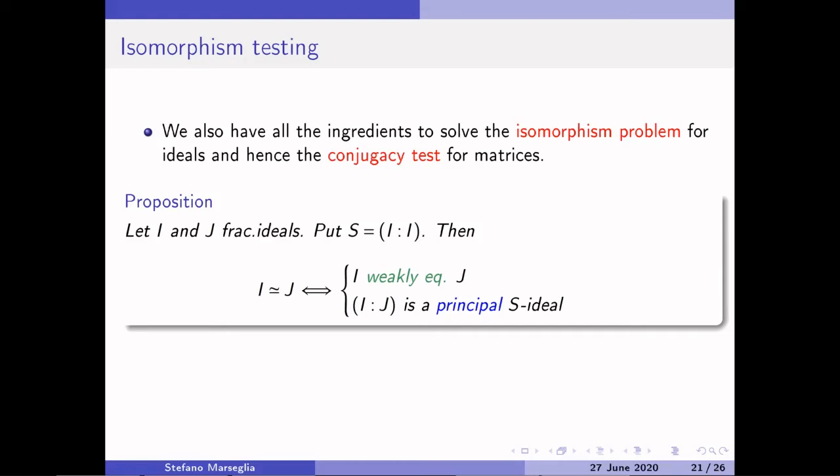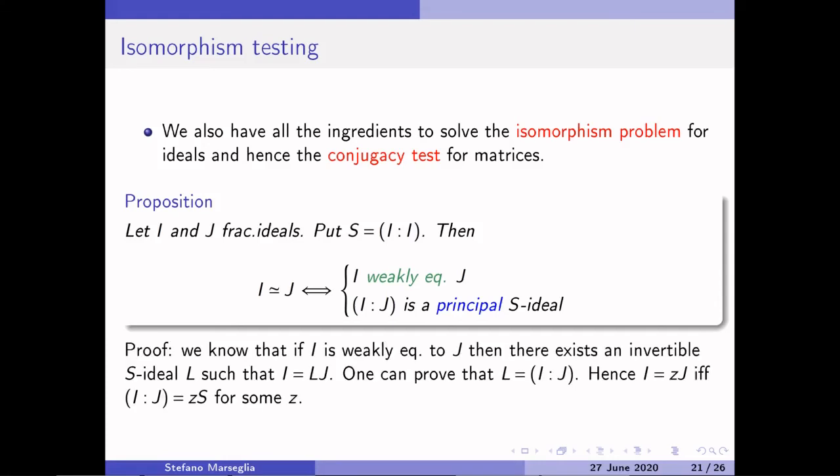Then these two ideals are isomorphic if and only if they are weakly equivalent, and the colon ideal sending one into the other is a principal S-ideal. Okay, the proof goes as follows. We know that isomorphism implies weak equivalence, because weak equivalence is just a localization of your isomorphism. So if the two ideals are isomorphic, they're definitely weakly equivalent. And also, we know that if they're weakly equivalent, they differ by an invertible ideal L. So I is going to be equal to L times J.